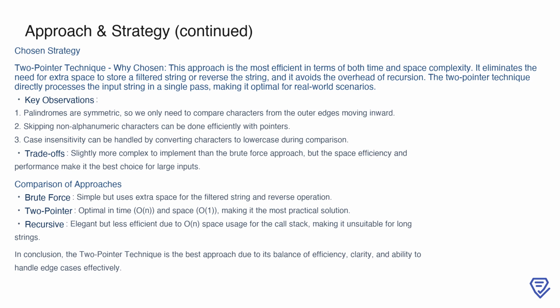While the brute force method is simpler to implement, it requires extra space for the filtered string and its reverse. Similarly, the recursive approach, although elegant, is less efficient due to its high space usage and potential stack overflow issues. Therefore, the two-pointer technique stands out as the best choice, offering a robust solution that is both space and time efficient, particularly for handling larger inputs and edge cases effectively.